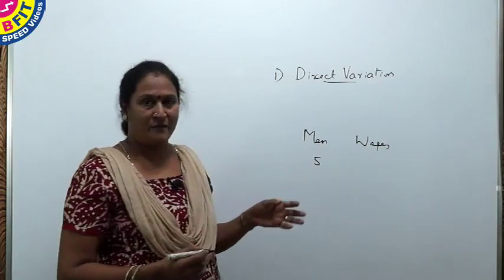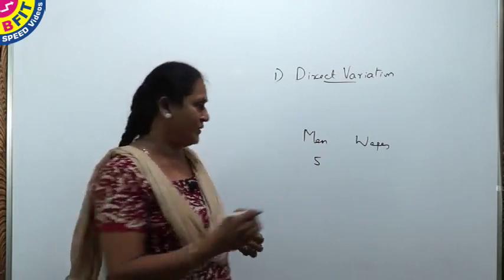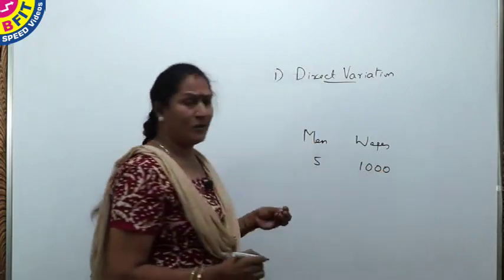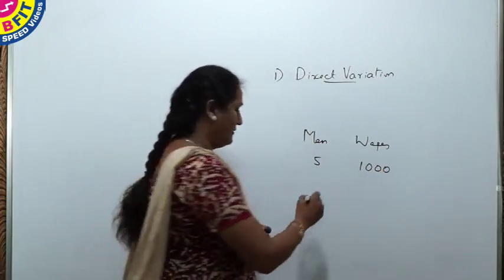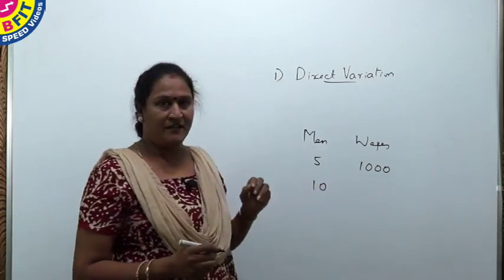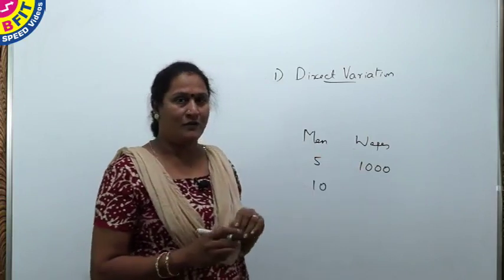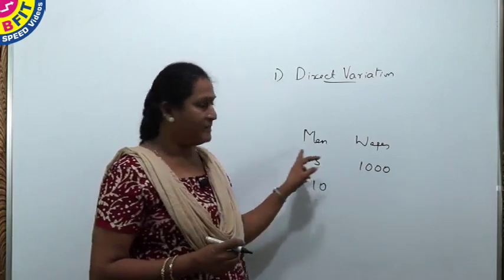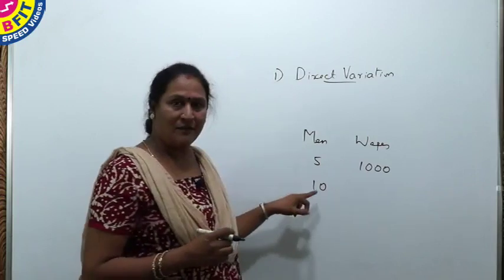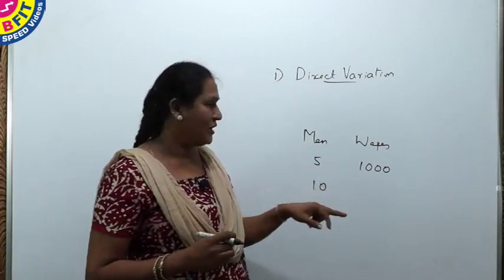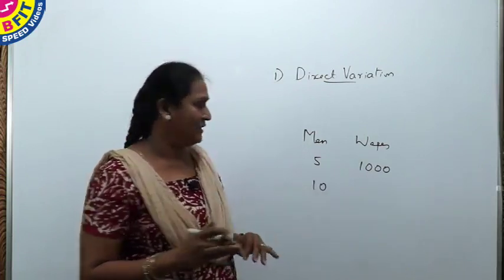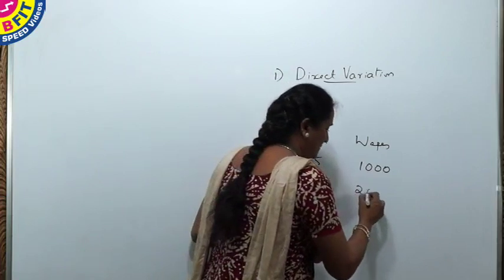So if for 5 men, wages given is 1000 rupees, what will be the amount given to 10 men? When the number of men increases, the amount given to them also will increase. So men and wages, these variables vary directly. Here we have double the men, so wages will be double the amount. So for 5 men if it is 1000, for 10 men it will be double the value, 2000.